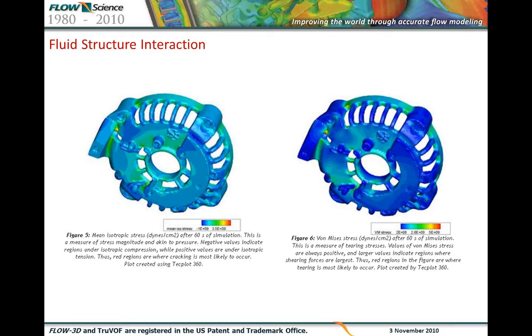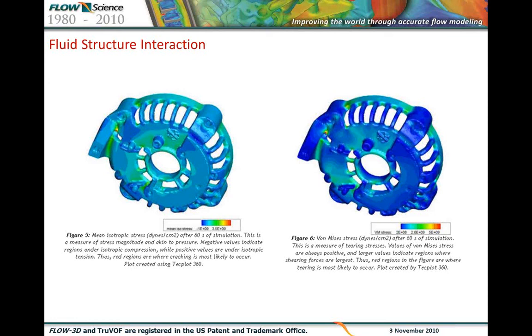Now, this is not relevant to biotechnology, but it is an example of a cooling aluminum housing, which is pulled off from a casting mold, having cooled for about a minute. The image on the left is a plot of mean isotropic stress in dynes per centimeter squared. This is a measure of stress magnitude akin to pressure.